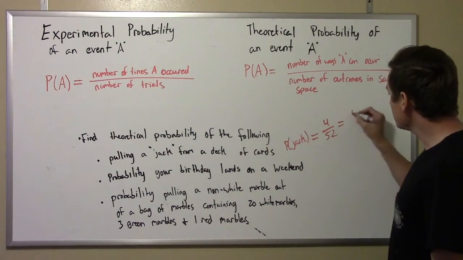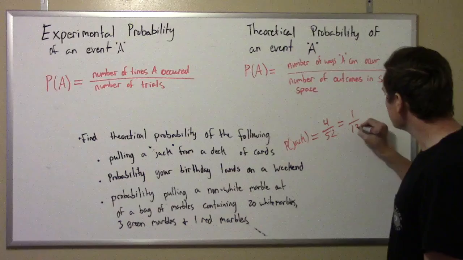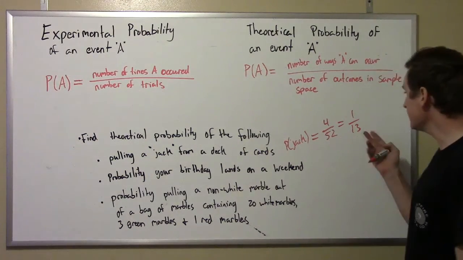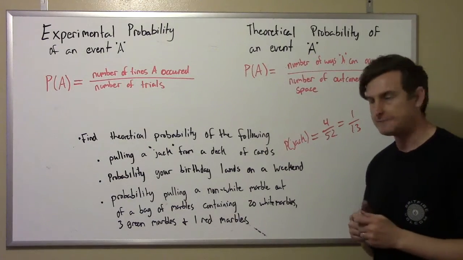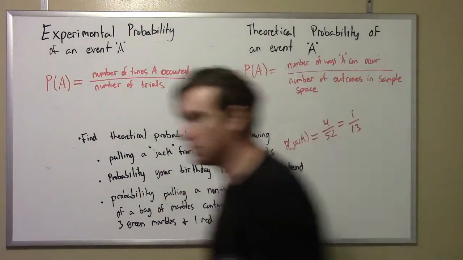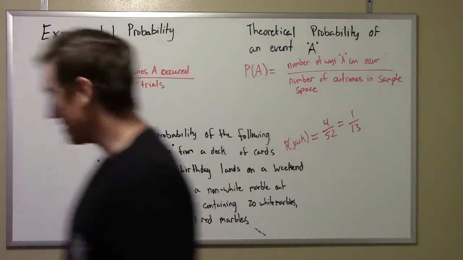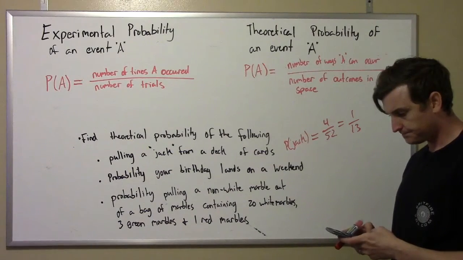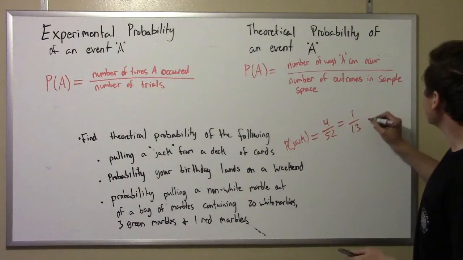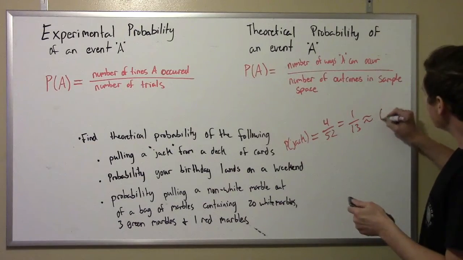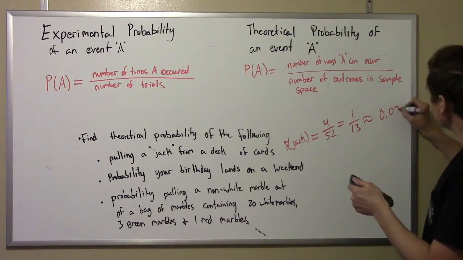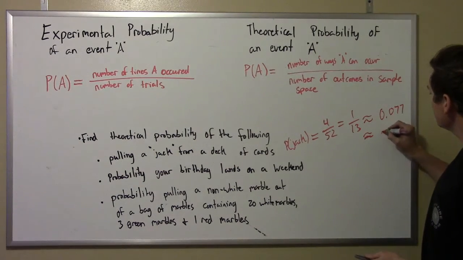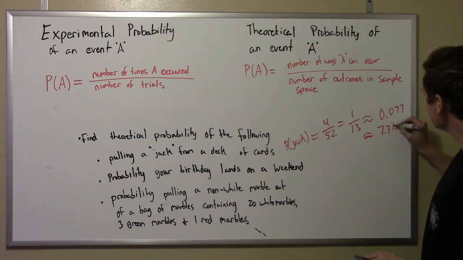Now I can simplify this, which we always want to do with fractions. You could also turn this into a decimal or a percent. Dividing by 13 is not going to come out super nice, but let's do it real quick, just so we have it. So we got our fraction, and we can divide it. We're going to have to estimate here, but it's 0.077, or about 7.7%.